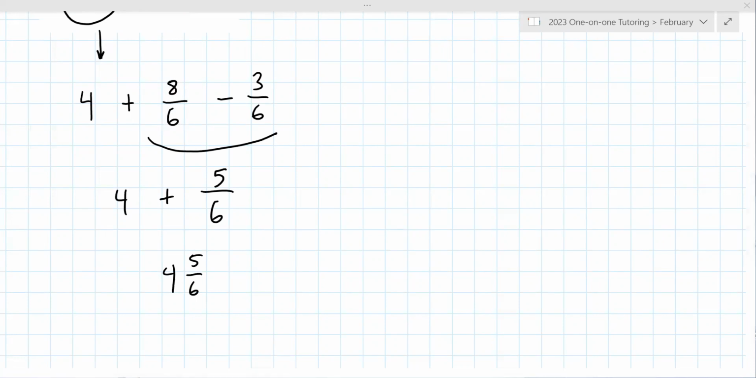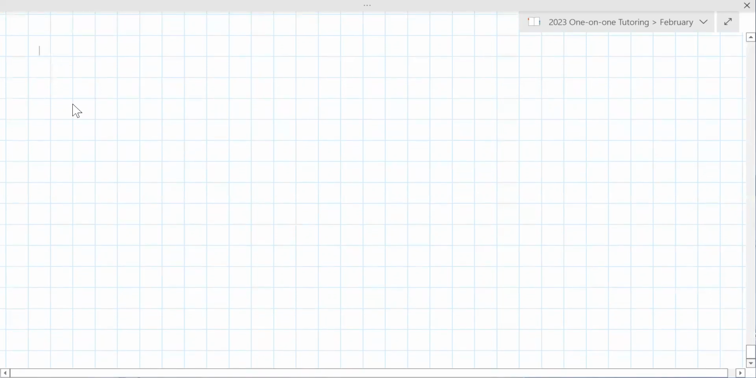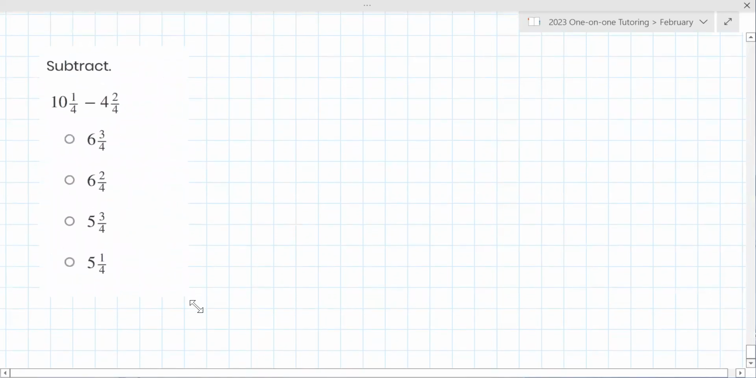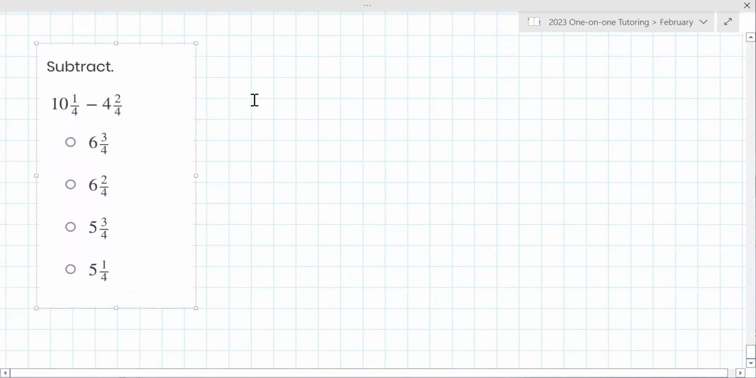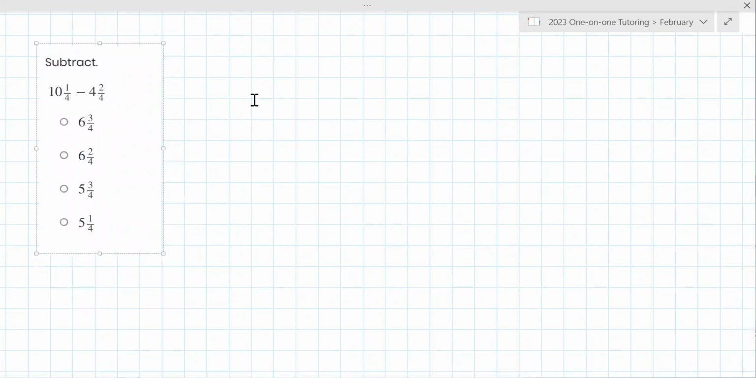Okay. Right. So this will be our last problem. It's the same thing that we just did. Actually, I'm sorry. Let me, that's not what I want us to do. I want us to do a 10 and 1/4 minus 2/4. So I want you to first break apart this number here for me. Okay.